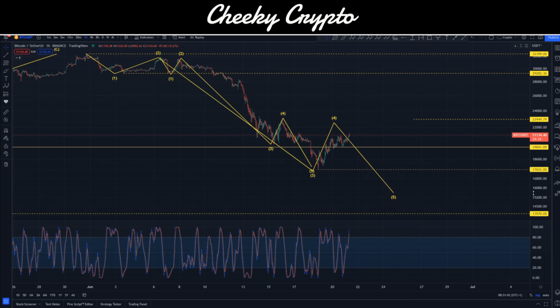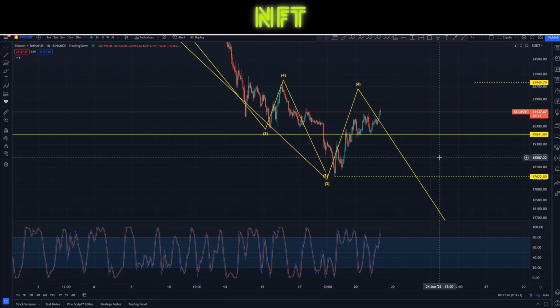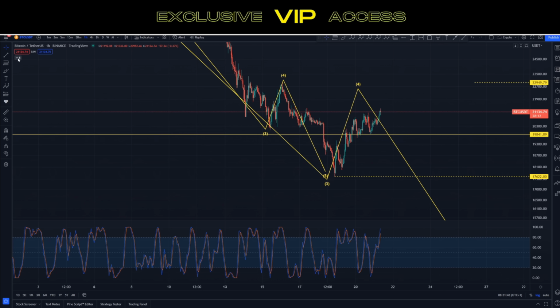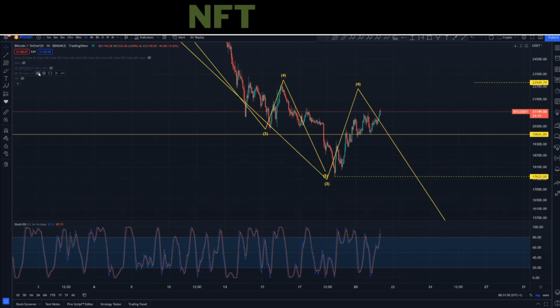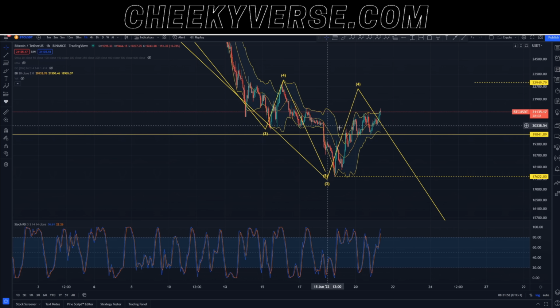But alternatively, I think there's a higher probability, I guess I should say, of complete collapse to the downside. Now, if I throw the Bollinger Bands on here, this is a good way of just demonstrating visually how the price action is testing these limits.